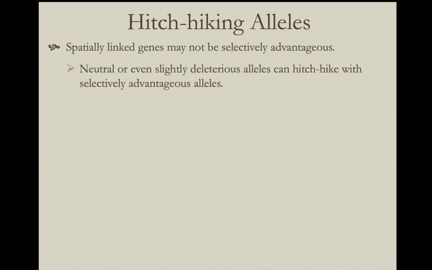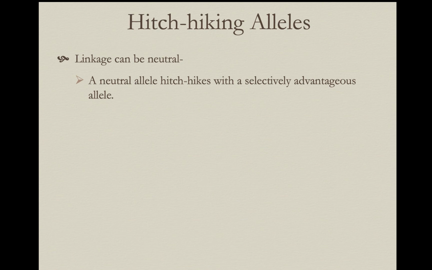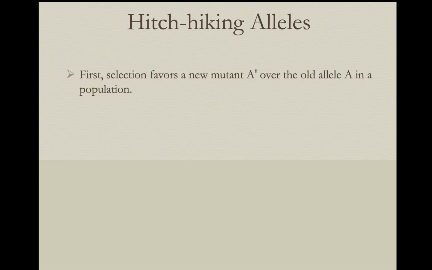We can actually find other cases of linkage disequilibrium that's not necessarily adaptive. For example, sometimes neutral or even slightly deleterious alleles can hitchhike with a selectively advantageous allele, which forms a pattern of linkage disequilibrium, but it's not necessarily that the associated loci have specific combinations of adaptive alleles. Let's talk about a situation where linkage disequilibrium is actually neutral from a perspective of adaptive evolution. In this case, a neutral allele may be hitchhiking with a selectively advantageous allele. So let's talk about how this would come about.